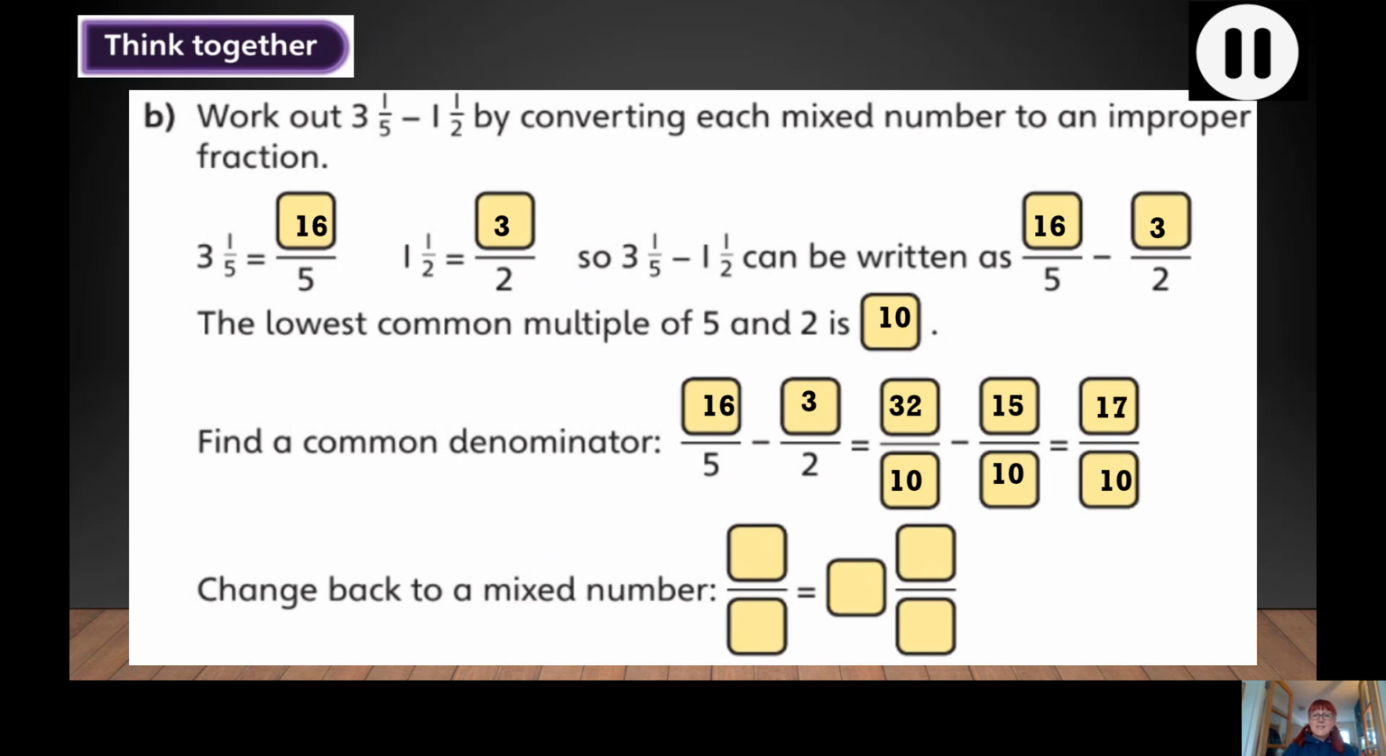All right, now we need to do the changing back to a mixed number. So we've got our 17/10, and don't forget 1 and 7/10 gives us our final answer, because 10 divides into 17 once, and there are 7 out of a possible 10 left over.